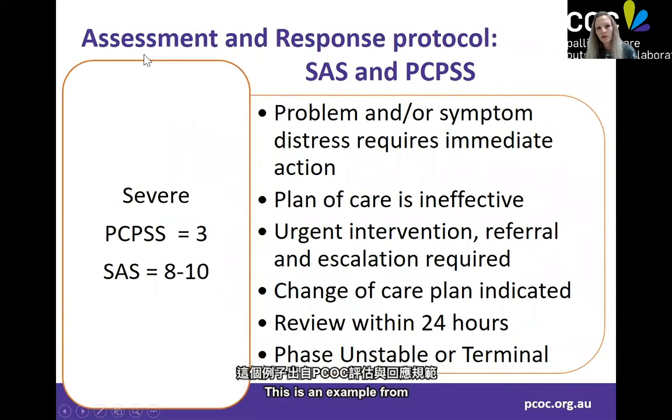This is an example from the PCOC assessment and response protocol, and what to do when you combine both symptom assessment scale and palliative care problem severity scores together. And for the severe range, which is 3 in PC-PSS and 8, 9, 10, in this case, the plan of care is ineffective and you actually need to do something immediately. It could be urgent interventions, referrals and escalation. You've got to change the care plan. You've got to review this patient within 24 hours.